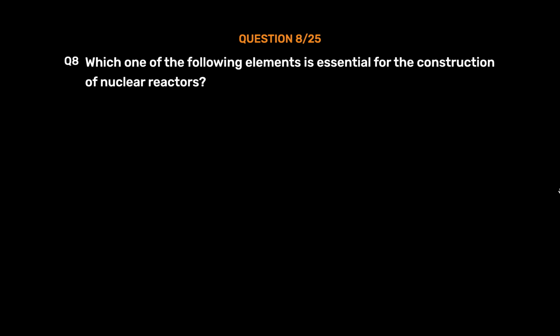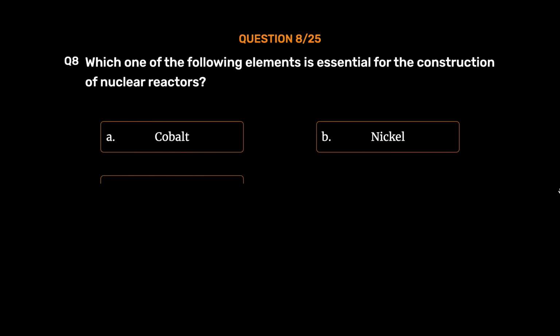Question number 8. Which one of the following elements is essential for the construction of nuclear reactors? Option A. Cobalt. Option B. Nickel. Option C. Zirconium. Option D.